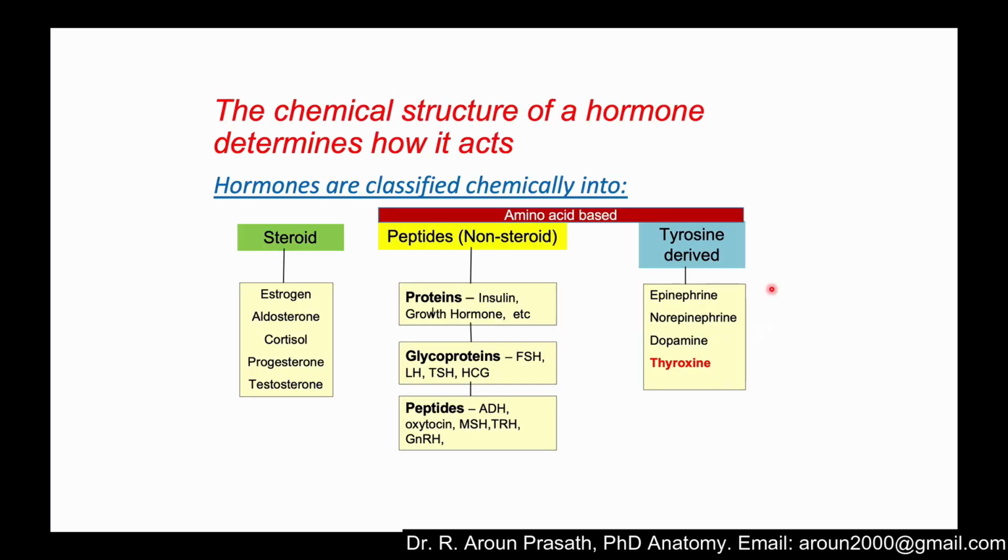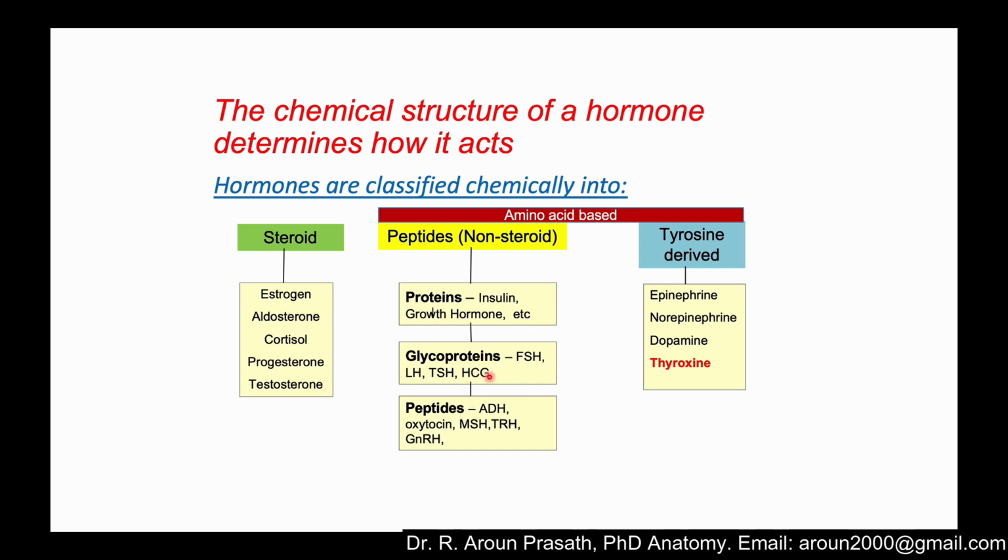So coming to the steroidal hormones, if you see, the estrogen, aldosterone, cortisol, progesterone, testosterone, all these are steroidal hormones. Whereas amino acid types are the protein-based hormones like insulin, growth hormone. Then glycoprotein hormones are the follicle stimulating hormone, that is secreted by pituitary, luteinizing hormone, thyroid stimulating hormone. These are secreted in the anterior pituitary.